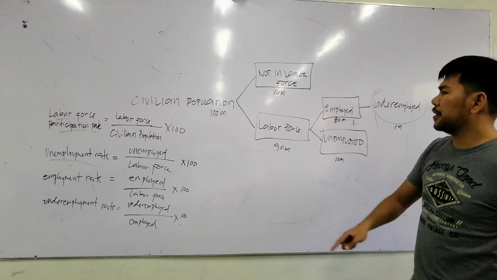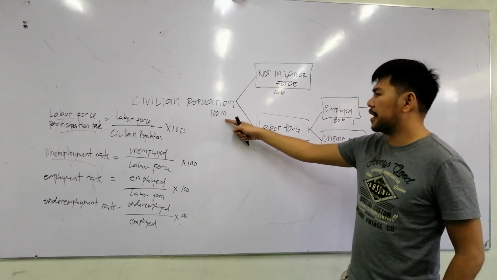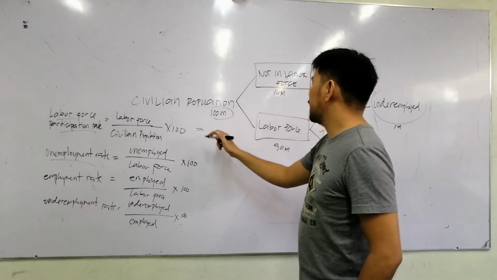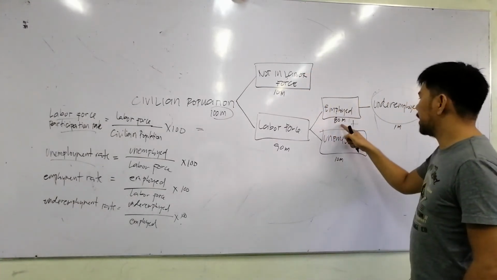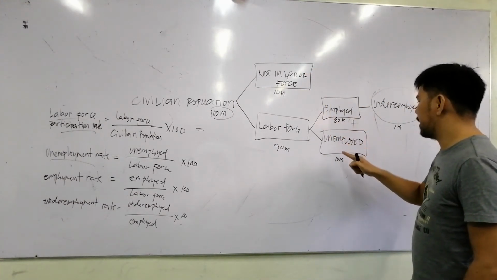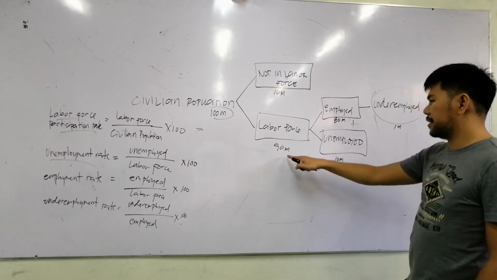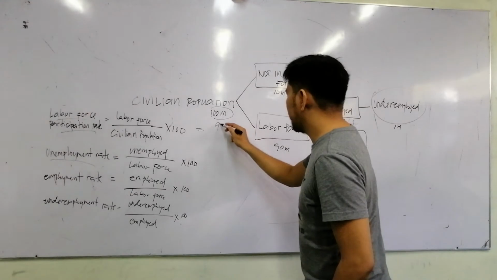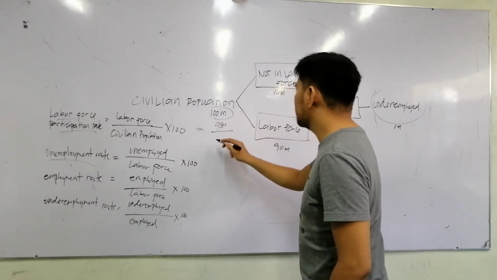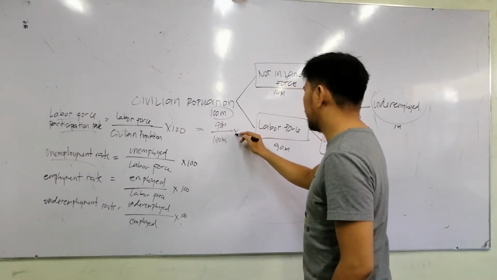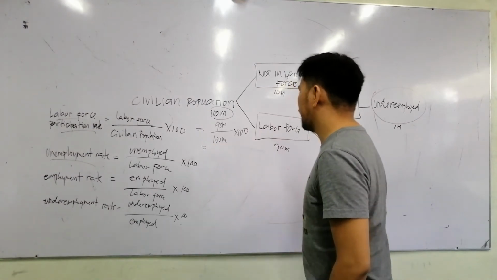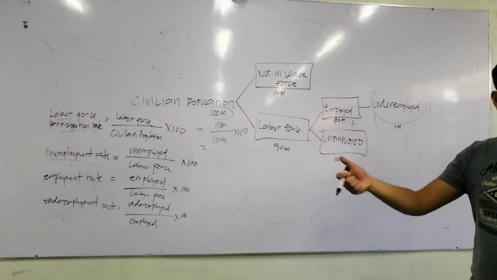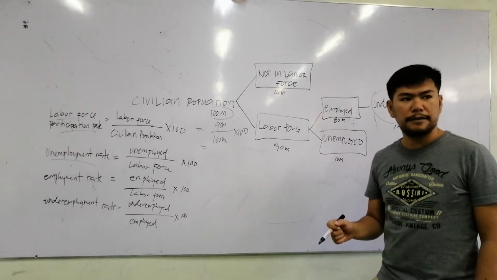In this example, I put some numbers here, assuming that the civilian population is 100 million. The employed is 80 million and the unemployed is 10 million. So your labor force here is 90 million. So 90 million divided by 100 million times 100. Then the answer is your labor force participation rate. You just do the math. You use your calculator.